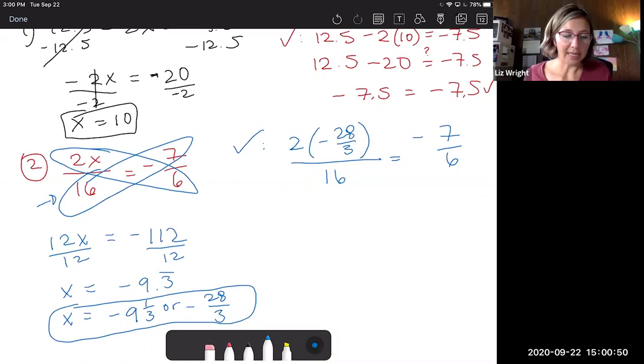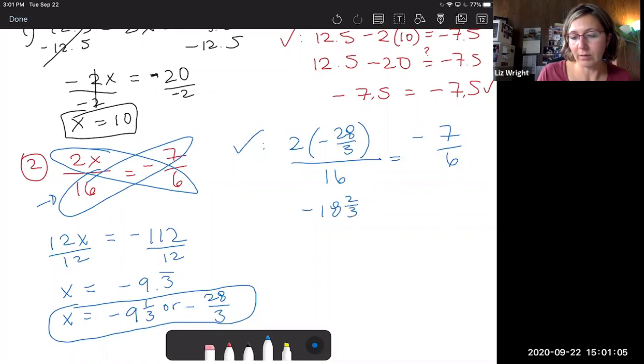I'm going to take the negative 28 over 3. I'm going to hit the fraction button. So we're going to do 28 over 3, and then I'm going to multiply it by 2, and then that gives me negative 18 2/3 in my calculator. I'm going to put that over 16.